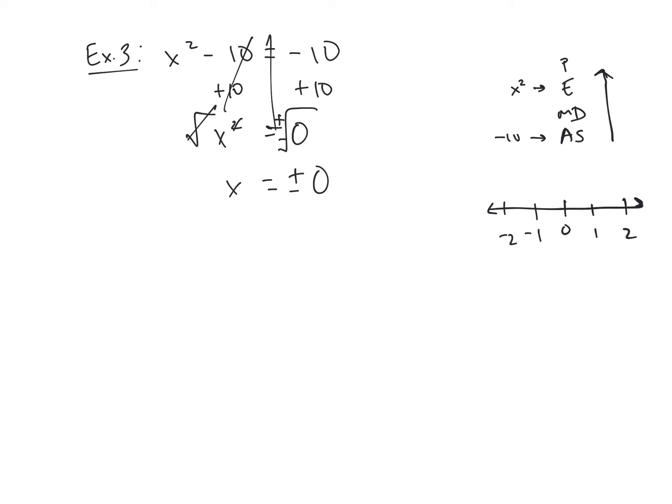And so for 0, I actually wouldn't put positive and negative 0. I would just have one answer of 0, right? It's not like I could be here or here. 0 is just one spot, and it doesn't have a positive or negative associated with it. So if you get 0, you're just going to put 0 as your answer.